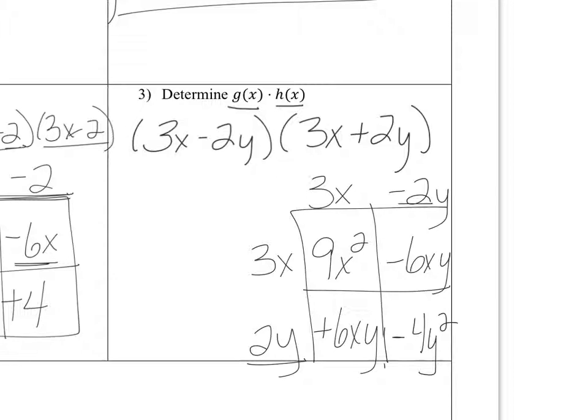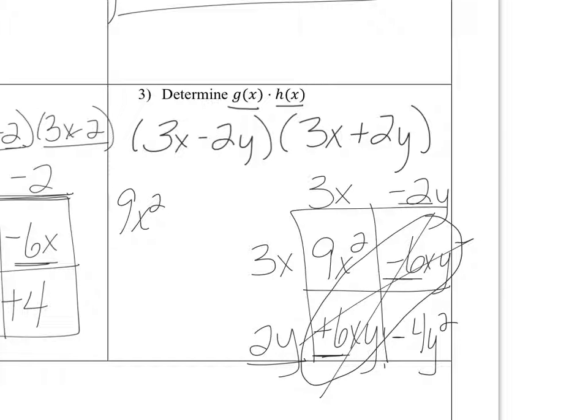Then we combine our like terms. 9x squared does not have one. Then we combine 6xy and negative 6xy. Remember, when we're adding, we add the coefficients. So a positive 6 and a negative 6, that's 0, gone. The signs are different, so that's why that's 0. And then negative 4y squared does not have a like term either, so the result here is another binomial, 9x squared minus 4y squared. So that's it for today. Enjoy your day.